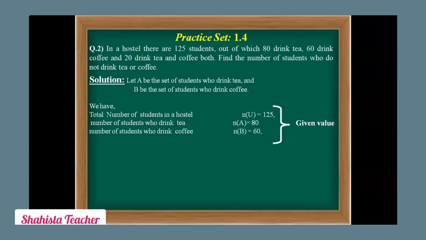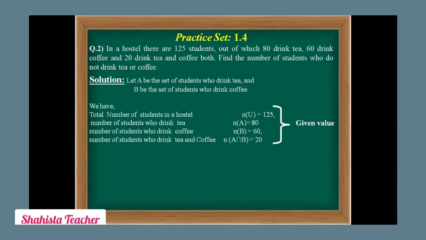And number of students who drink both tea and coffee, for them we have written here number of A intersect B is equal to 20. This symbol represents the intersection sign. So number of A intersect B is equal to 20. Intersection means common elements. 20 students are common, they are drinking both tea and coffee.